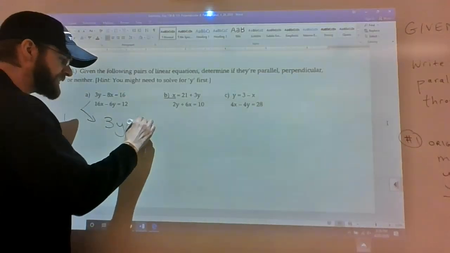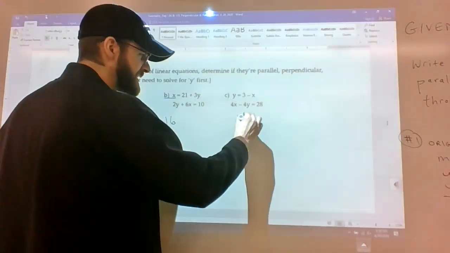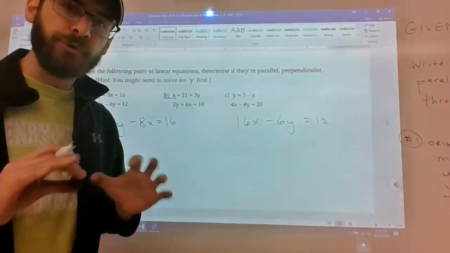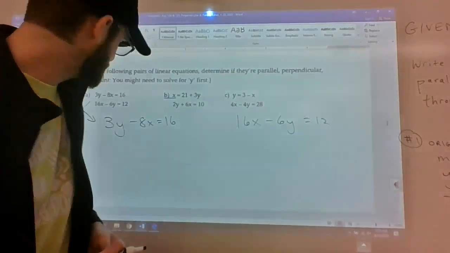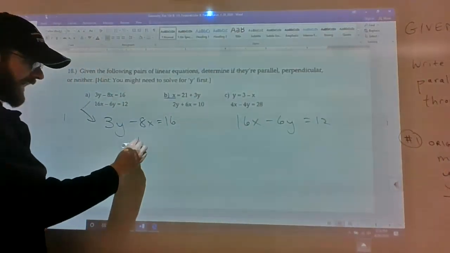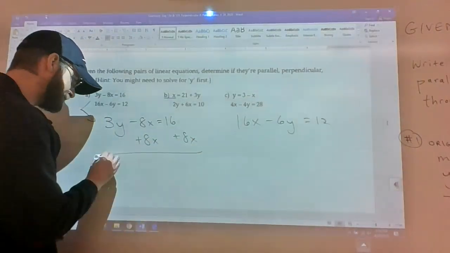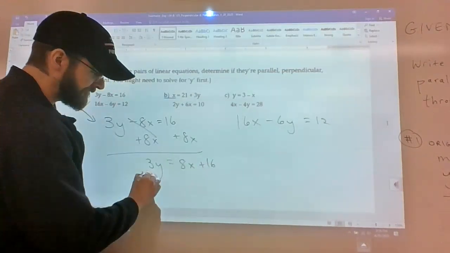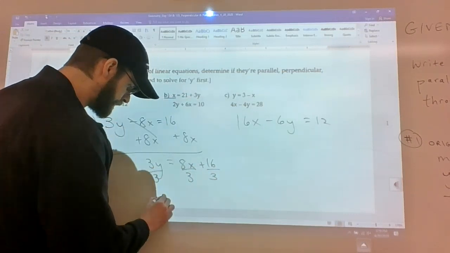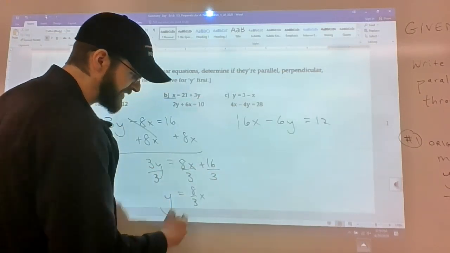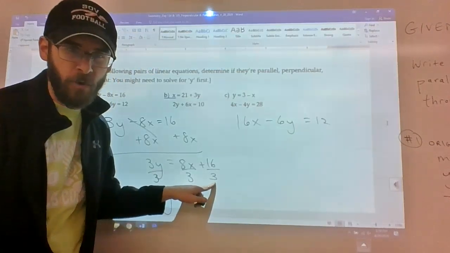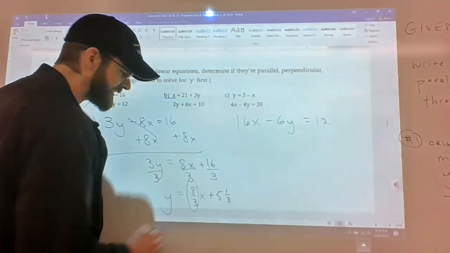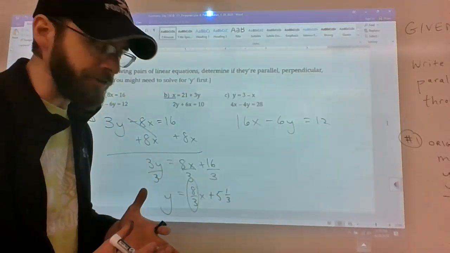So you got 3y minus 8x equals 16, and 16x minus 6y equals 12. Your task is to get y by itself and then scrutinize or check out the m. So for this one, we're going to add 8x to both sides and divide by 3. 16/3 is the y-intercept, but again, that's not the piece of info we are looking for. It's this. m is 8/3.